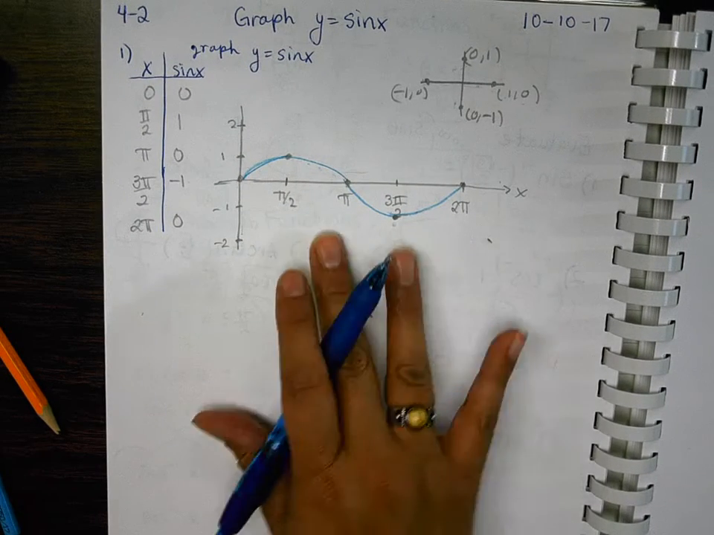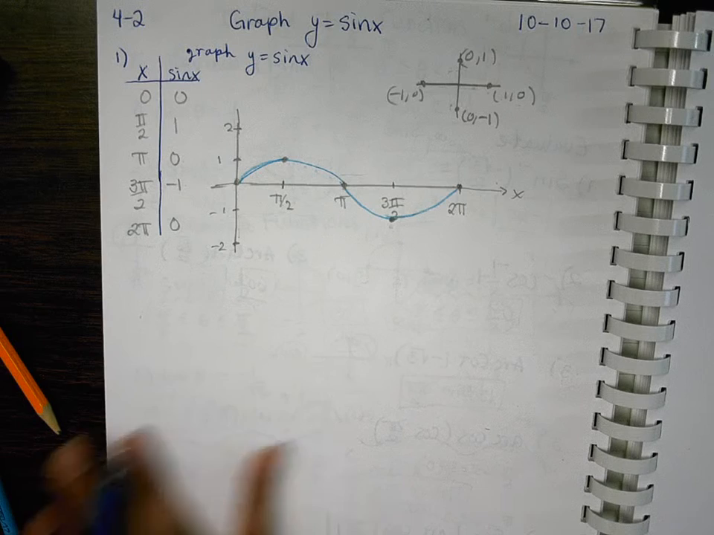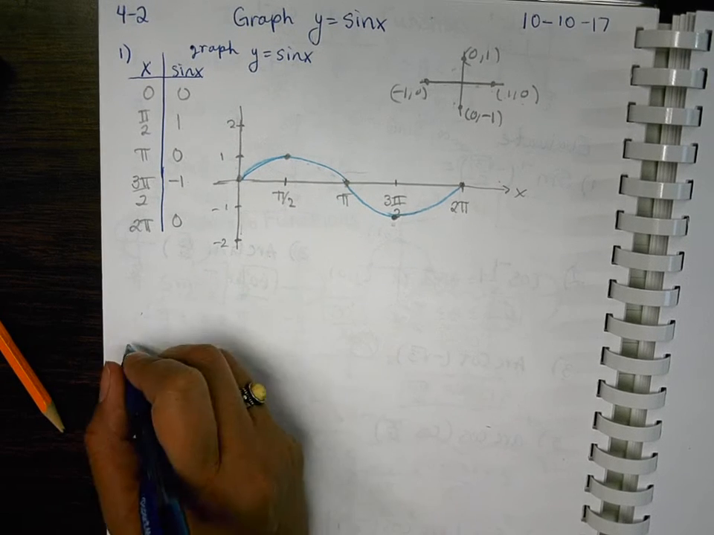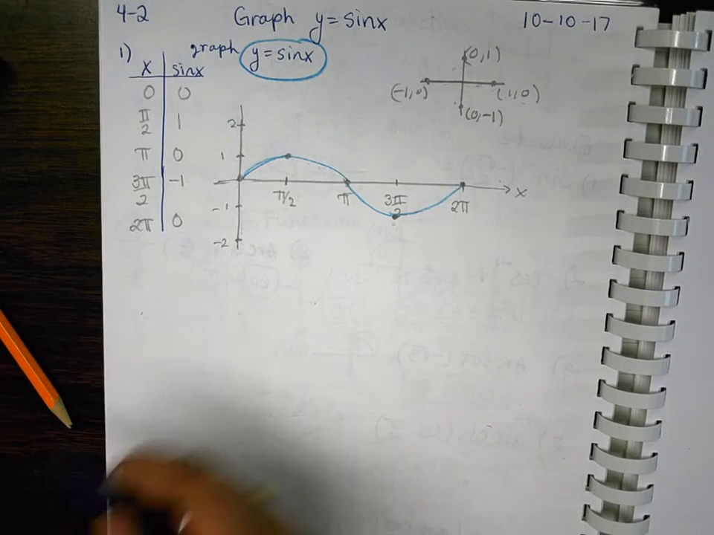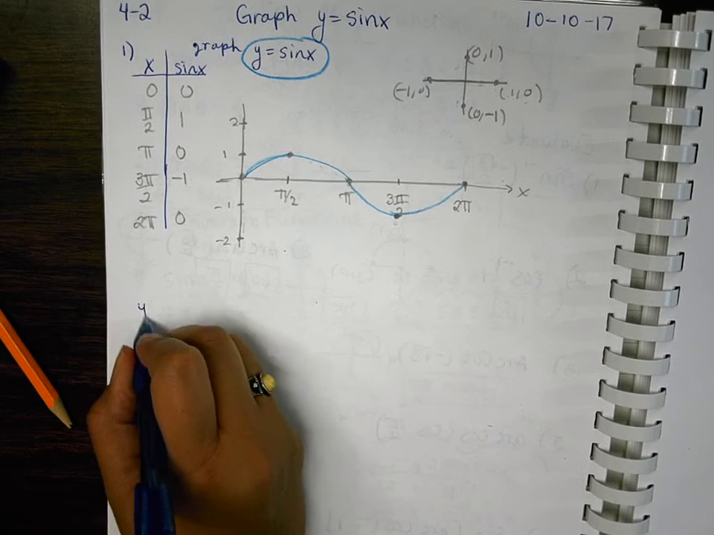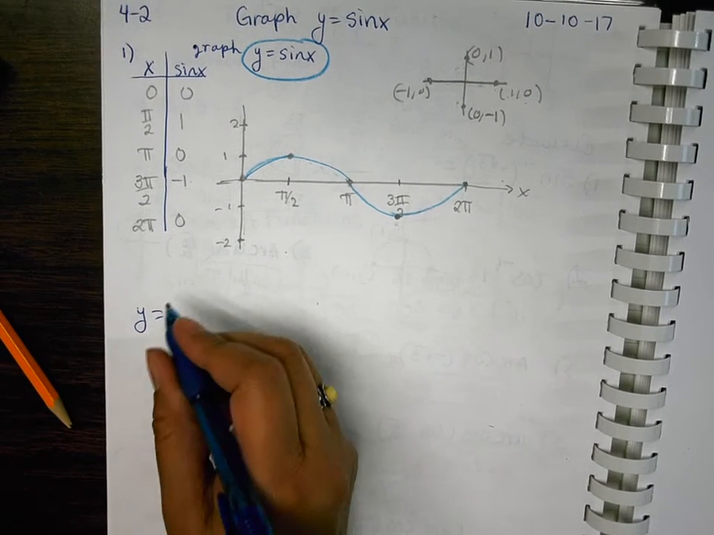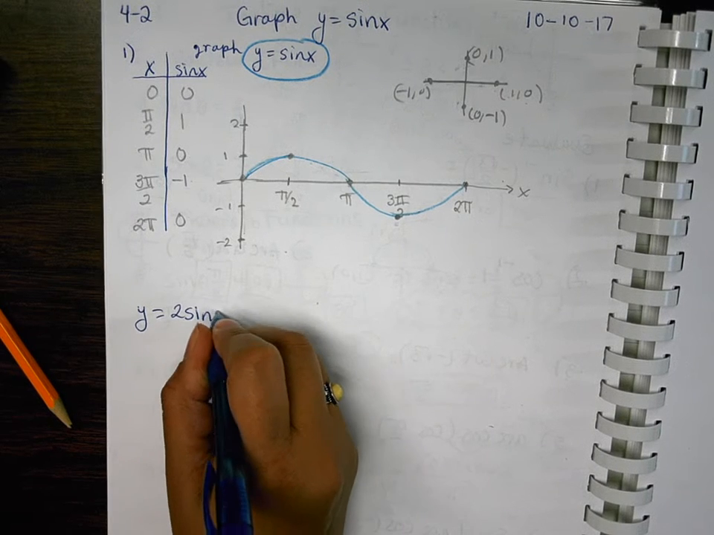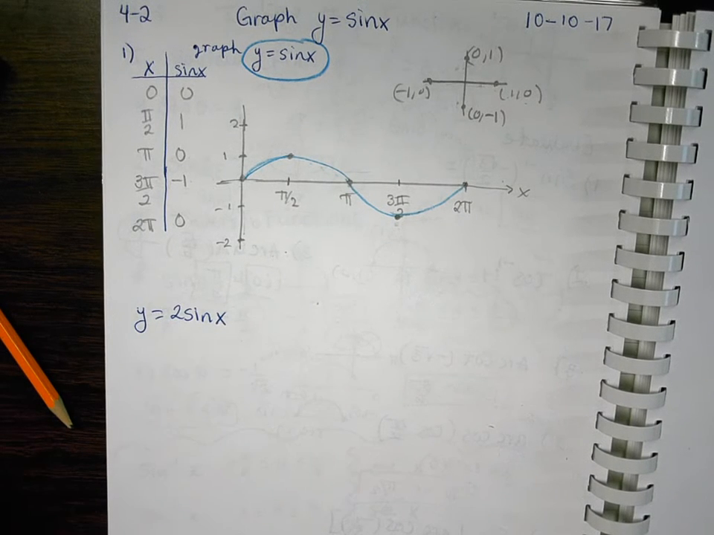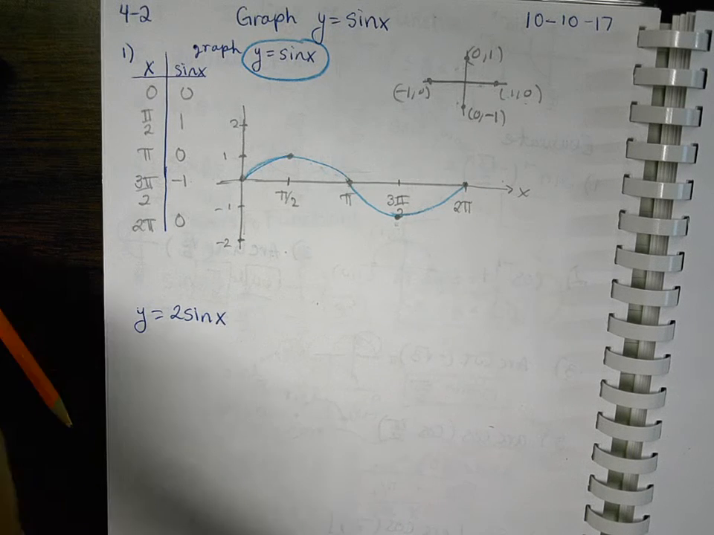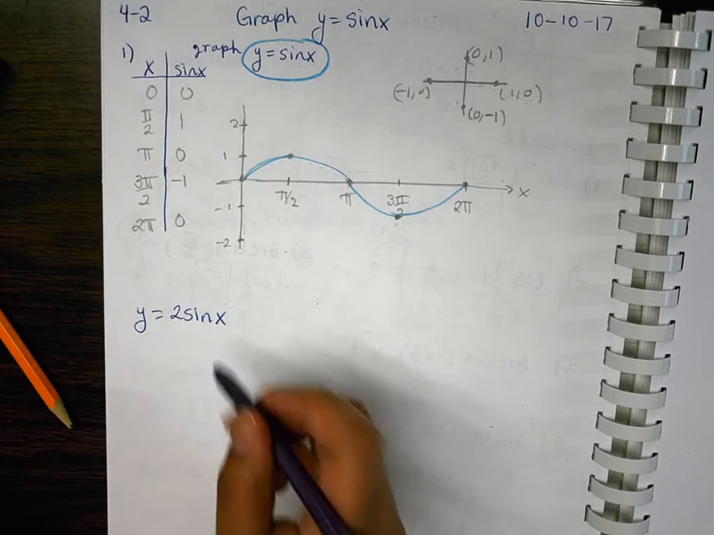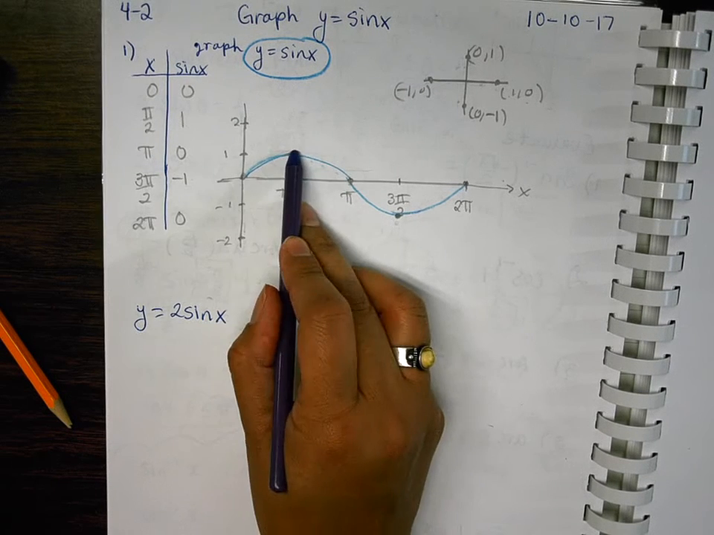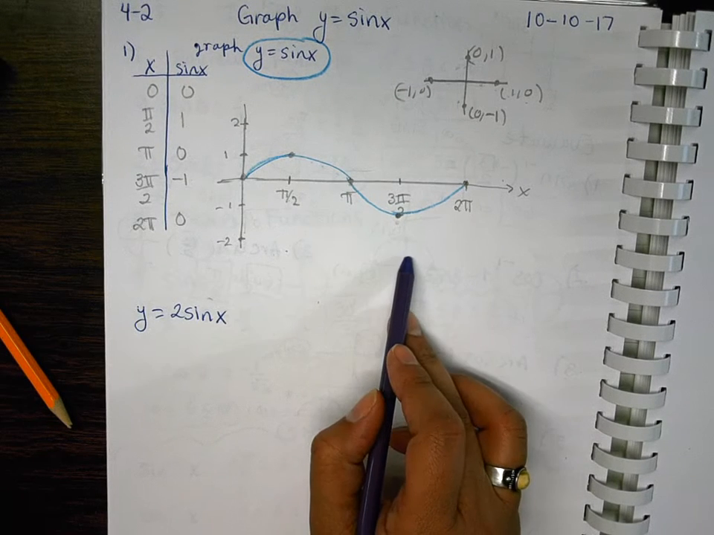I'm going to do the next one on the same graph. We're going to graph y equals 2 sine x. I put this one in blue, I'm going to use different colors. Anybody remember what the 2 does to the graph? It makes it go higher, so it changes the amplitude. Not only does it make it go higher, but it will also go lower.